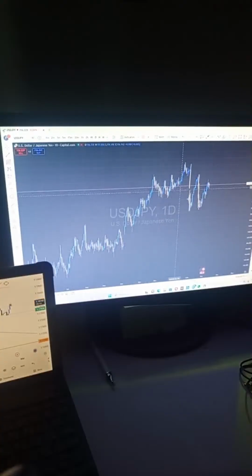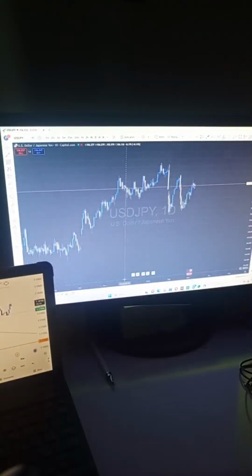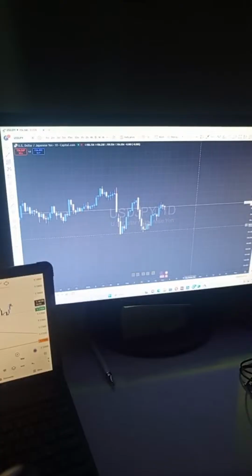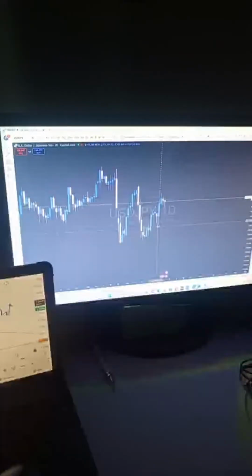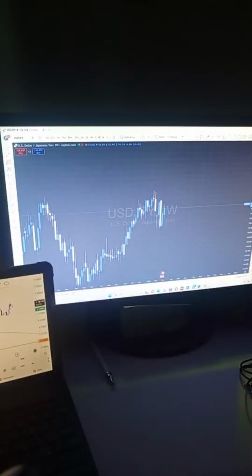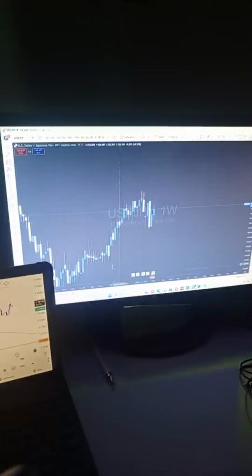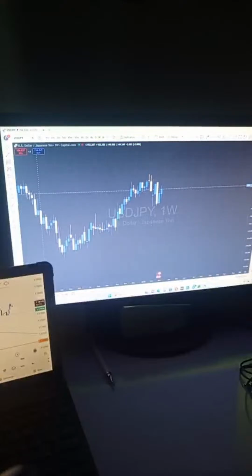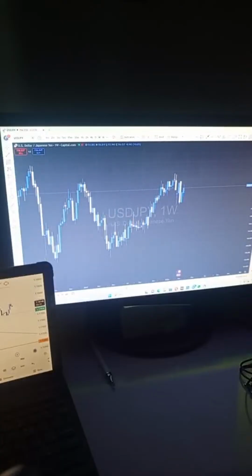So this is a daily chart of USDJPY. So this is a weekly chart of USDJPY.